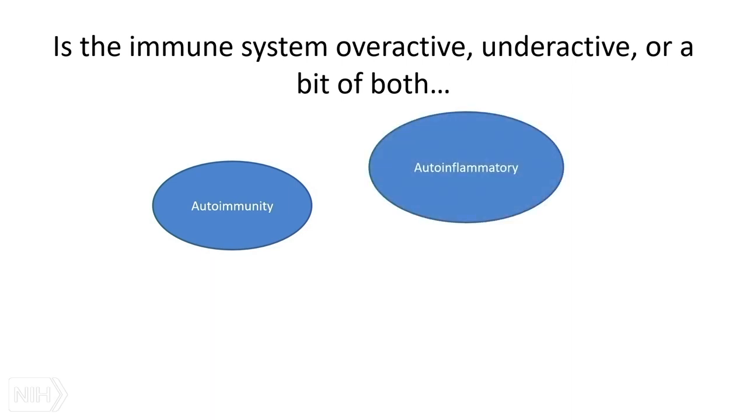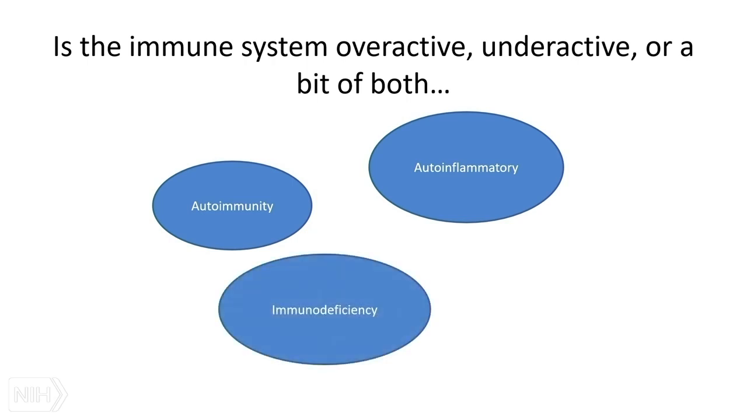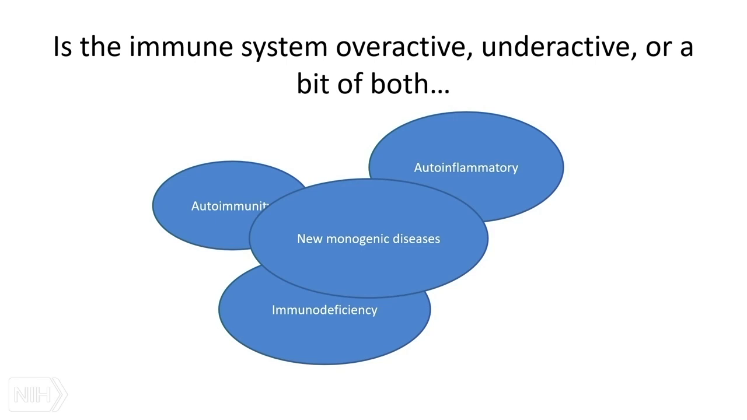There may indeed be truly autoinflammatory disease. We've heard of the many tens of those diseases, but increasingly there may be patients with immune deficiency whose first presentation is with autoinflammation, and new diseases that span all three. So this nice clear boundary about monogenic autoinflammation versus autoimmunity overlaps much more than you will feel comfortable with.